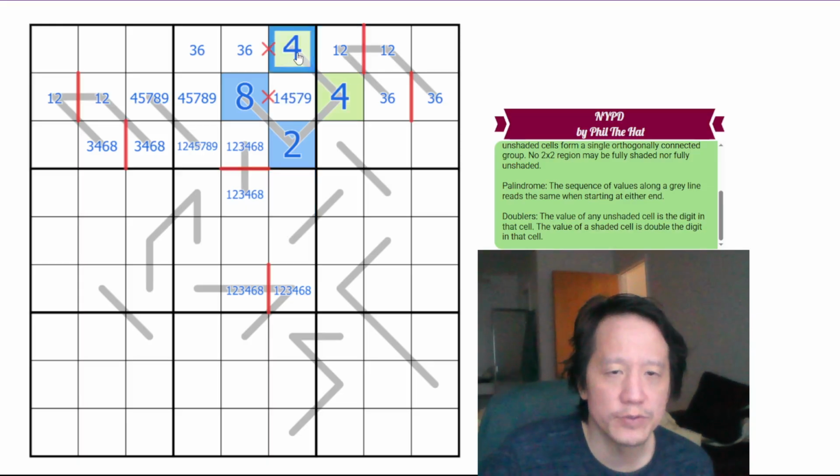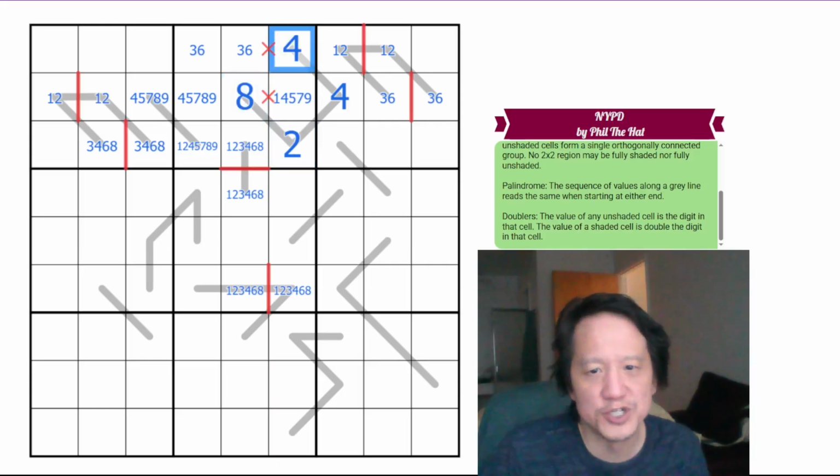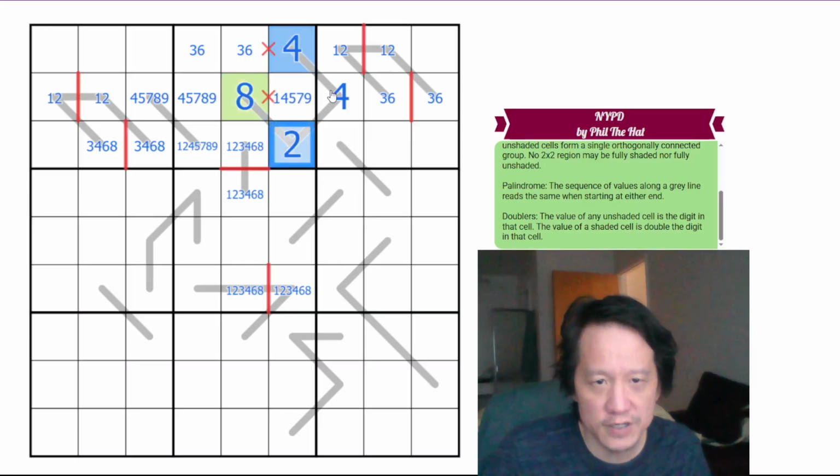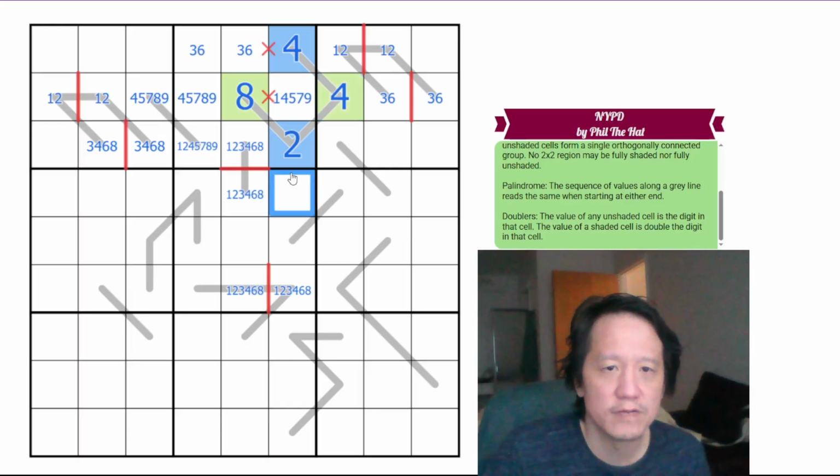Well, since these are both... No, that's not right. This would be shaded. Shaded is doubled. This is unshaded. This is shaded, and this is unshaded. So that's, yeah, that's fine. Okay, that makes more sense.